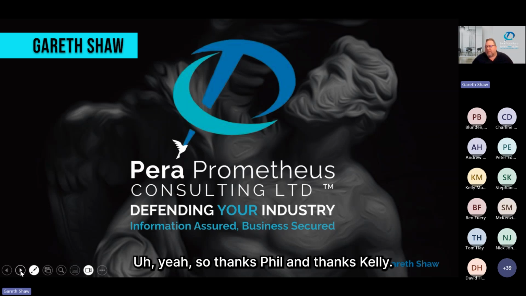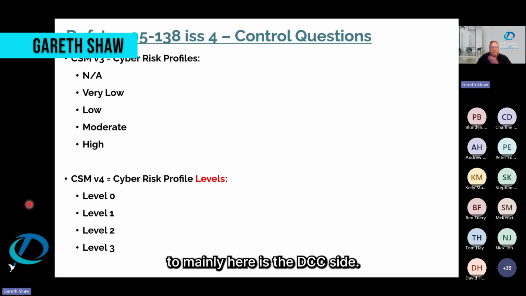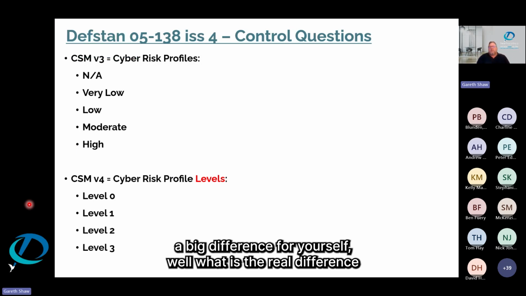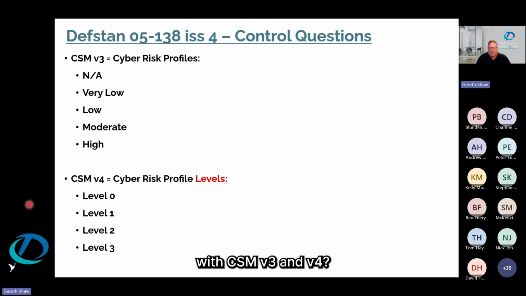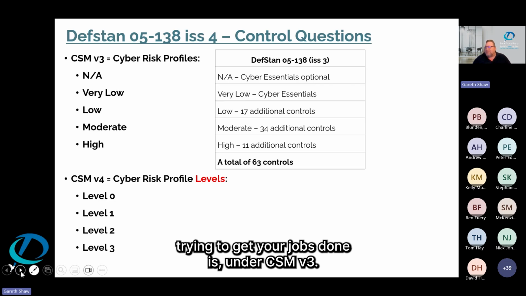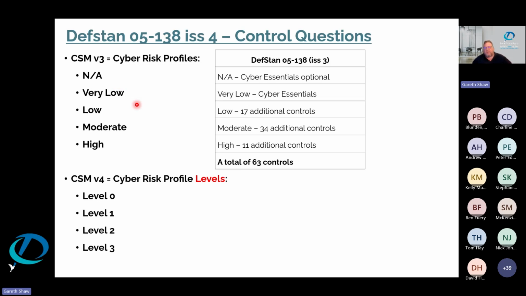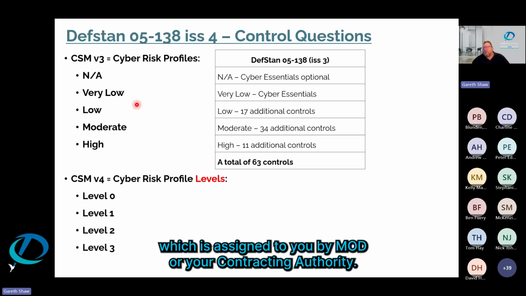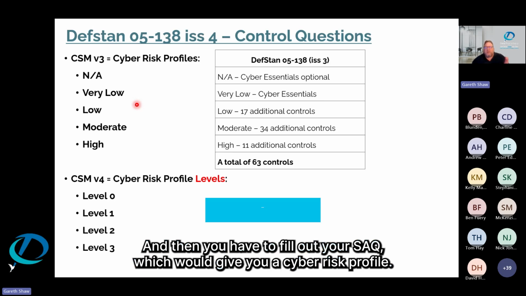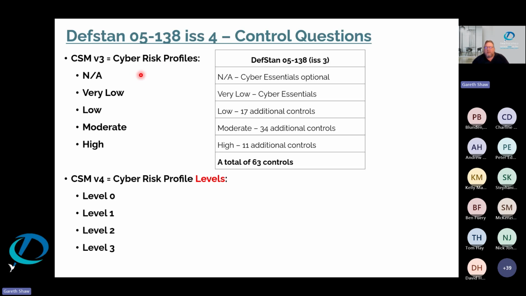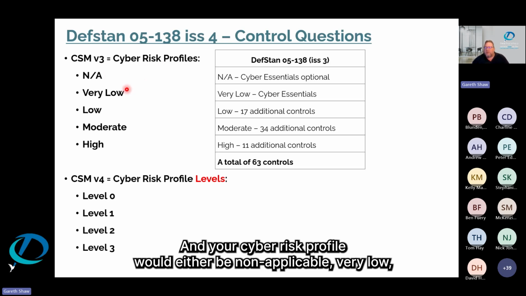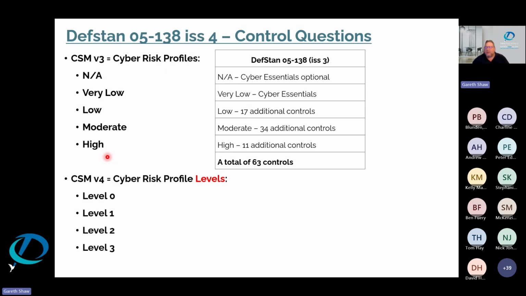Yeah, so thanks, Phil, and thanks, Kelly. All I'm really going to add to mainly here is the DCC side. The big difference for yourselves, you're like, well, what is the real difference with CSM version 3 and version 4 for us, as people trying to get your jobs done? Under CSM version 3, if you've been through it, you'll know that you get your risk assessment reference, which is assigned to you by MOD or your contracting authority, and then you have to fill out your SAQ, which would give you a cyber risk profile. And your cyber risk profile would either be non-applicable, very low, low, moderate, or high.